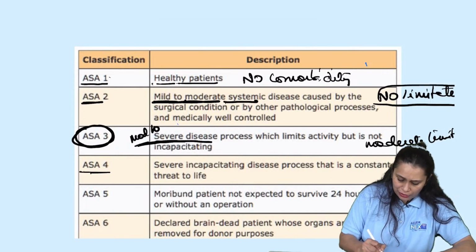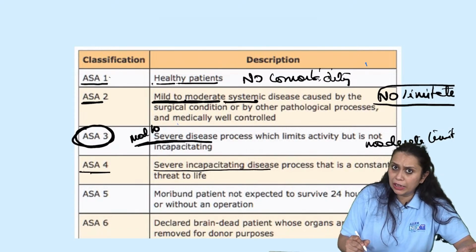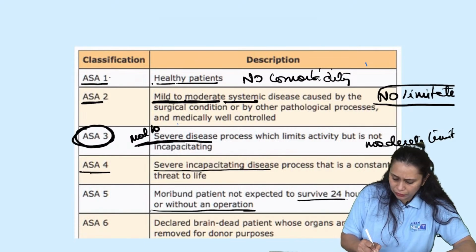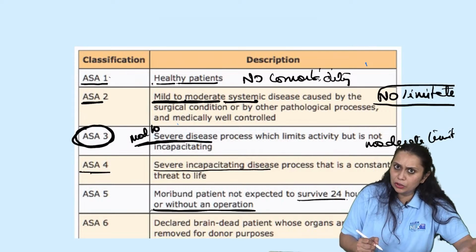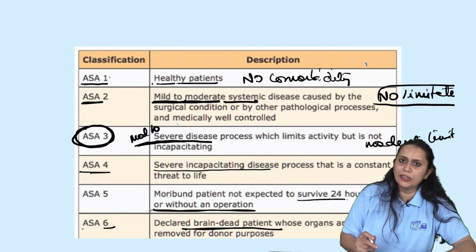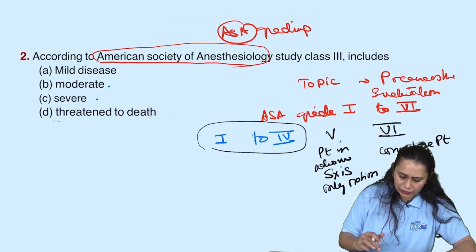ASA grade 4, severe incapacitating disease which is a constant threat to the life of the patient. ASA grade 5, I told you, is not expected to survive if surgery is not done, with or without surgery. ASA grade 6, brain dead or comatose patient for organ transplantation. So let's come back to the question.